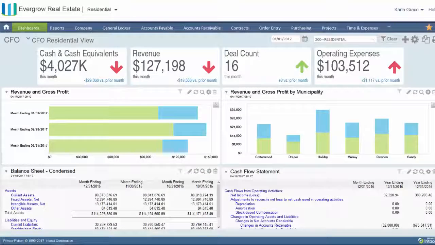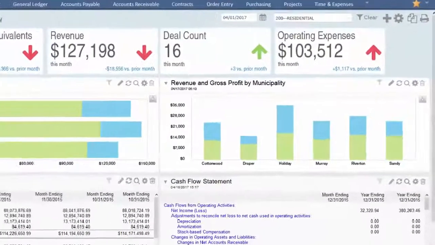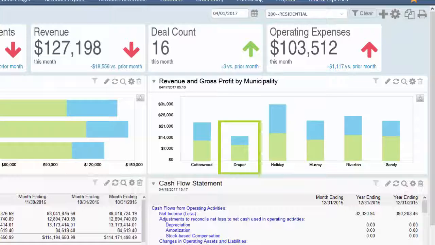Jumping over to the residential office, we see the transaction volume is up, but rising interest rates may be tempering selling prices, leading to lower revenue per deal and an overall drop in revenue. Because municipality is a dimension tracked with each deal, we can break out deals by municipality and see how they stack up. This lets us know that we're getting the most profitable deals in Holiday, while Draper seems to be less attractive at the moment.